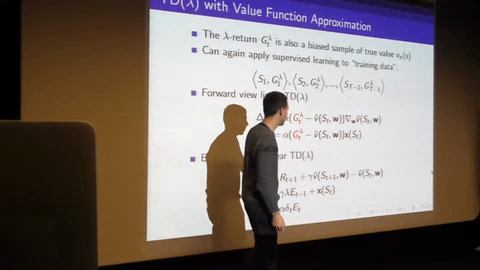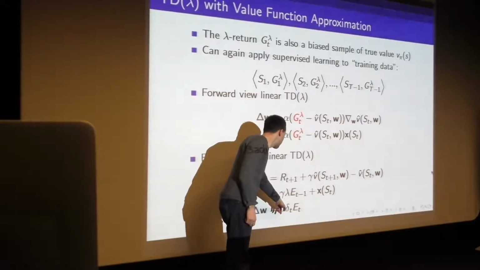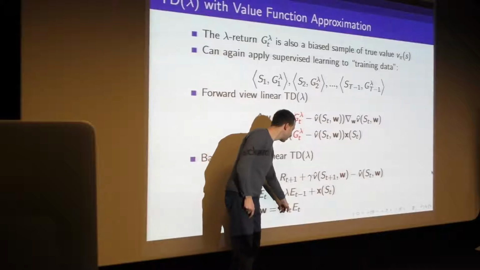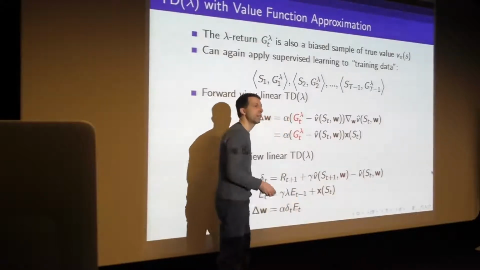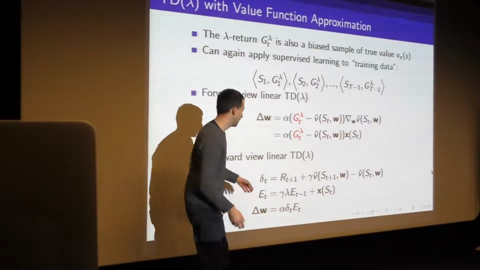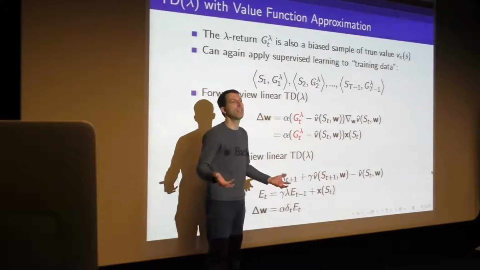And then the TD error is generated in the usual way, and we update our weights a little bit in the direction of the TD error multiplied by this eligibility vector. So we update our weights proportional to the TD error and how much each of those weights is to blame for the error that we've seen.